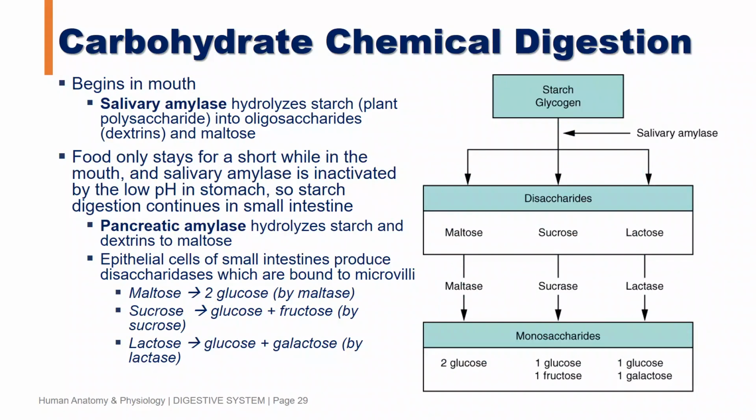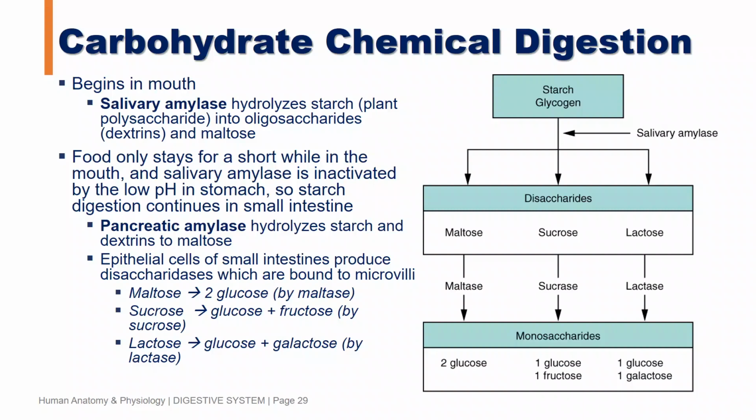Remember a while ago I asked what you had for breakfast? If you ate rice or bread this morning, this is what happens. Carbohydrate chemical digestion begins in the mouth, and your salivary amylase hydrolyzes starch, which is a plant polysaccharide, into oligosaccharides or dextrins, and maltose. Food only stays for a short while in the mouth, and salivary amylase is inactivated by the low pH in the stomach, so starch digestion continues in the small intestine.